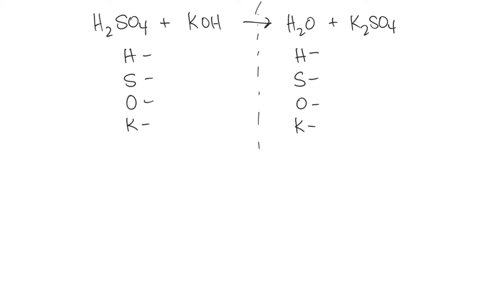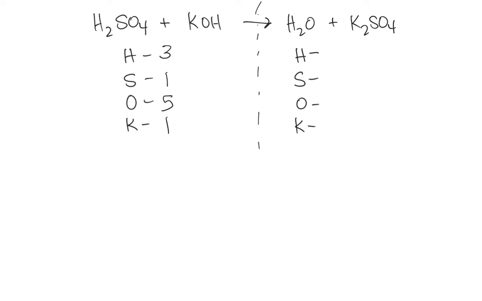So let's count the number of hydrogens on the entire side of the reactants. We have 2 hydrogens here, and we have 1 hydrogen here, so we have a total of 3 hydrogens on this side of the equation. We have 1 sulfur, and we have 4 oxygens here and 1 oxygen here, which will give us 5 oxygens. We have 1 potassium.